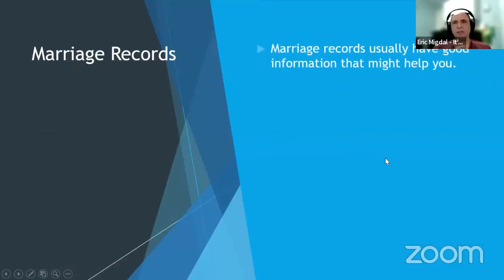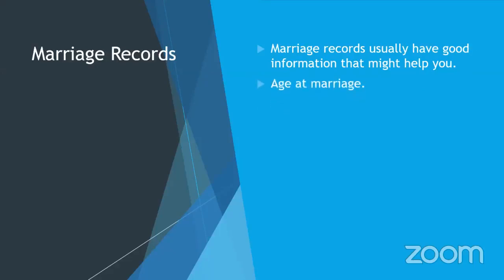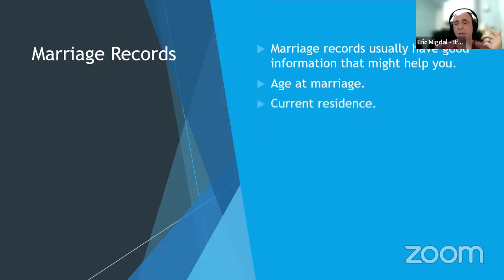Marriage records usually have good information that'll probably help you. It'll tell you the age at marriage that they were getting married at, their current residence.